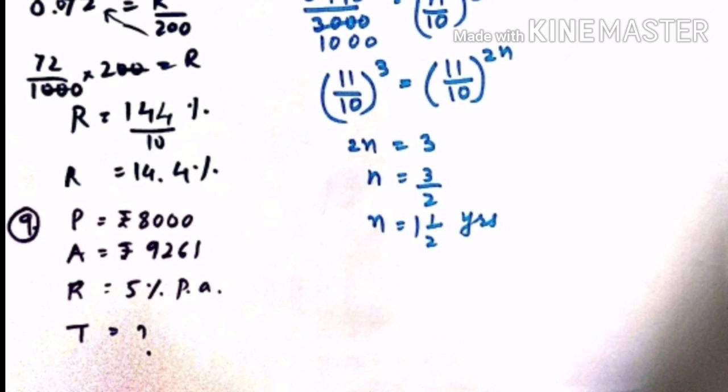Okay, now let's move on to question number 9. Question number 9 is: 8000 became 9261 in a certain interval of time at the rate of 5% per annum CI, find the time. So here 8000 became 9261 means principal is rupees 8000, and the amount that it will become will be rupees 9261, and we want the time period here at 5% per annum. So here the rate is given as 5%, we will find the time.